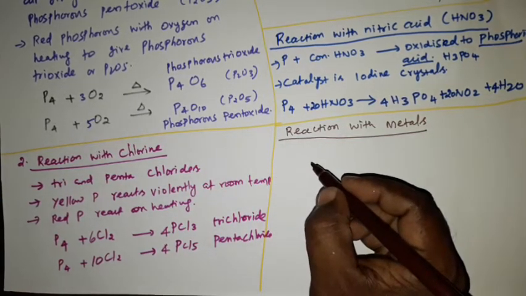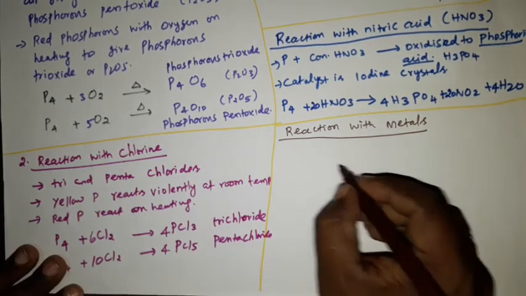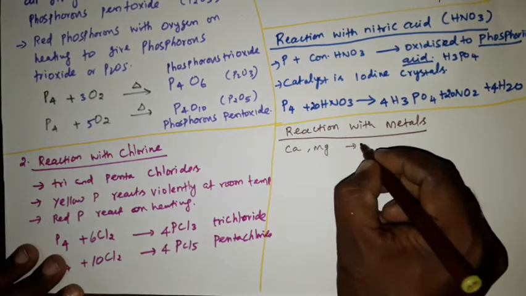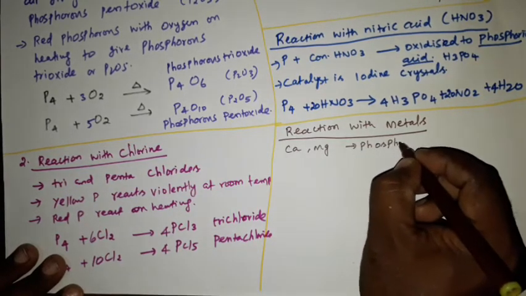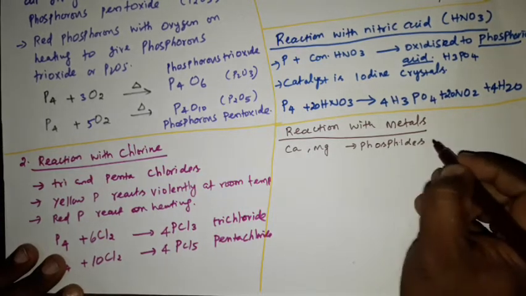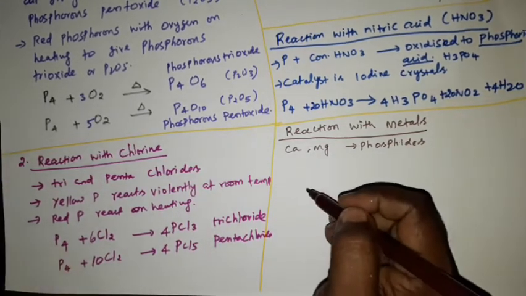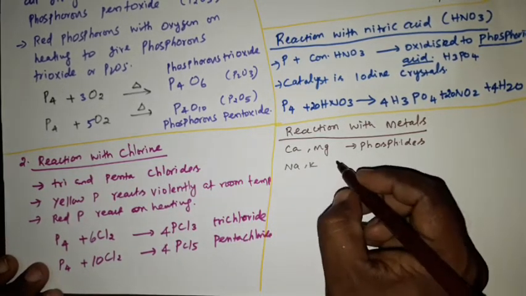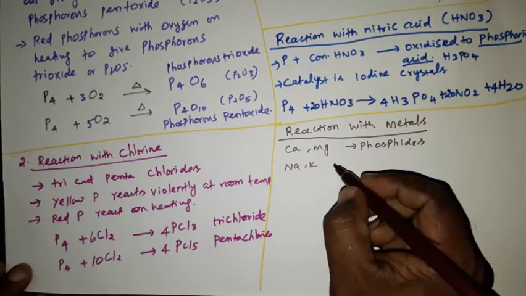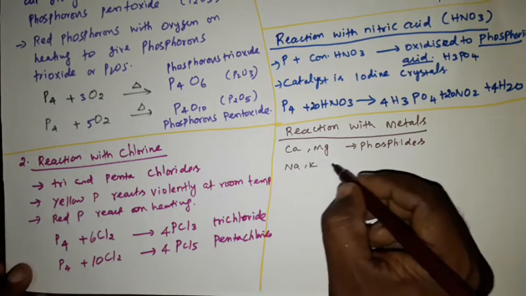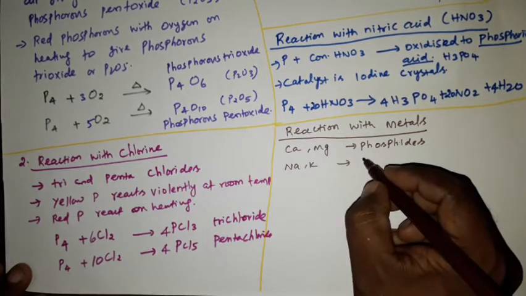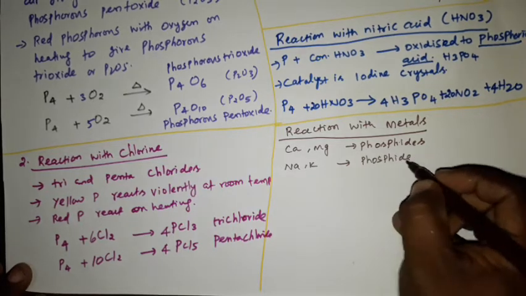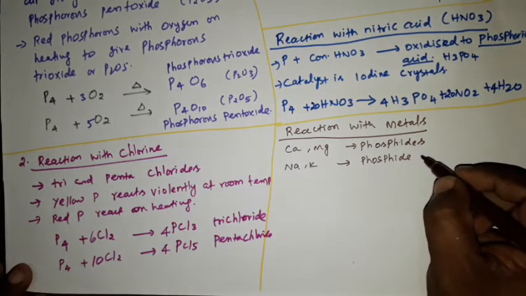Phosphorus reacts with metals like calcium and magnesium, giving phosphides, like calcium phosphide and magnesium phosphide. Then metals like sodium and potassium: phosphorus reacts with these metals vigorously, giving phosphides like sodium phosphide and potassium phosphide.